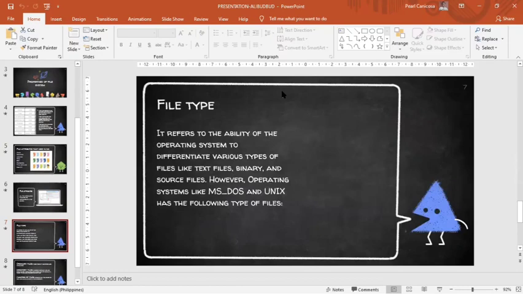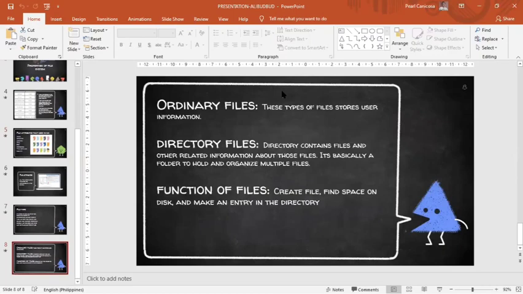File type. It refers to the ability of the operating system to differentiate various types of files like text files, binary, and source files. However, operating systems like MS-DOS and Unix have the following types of files.